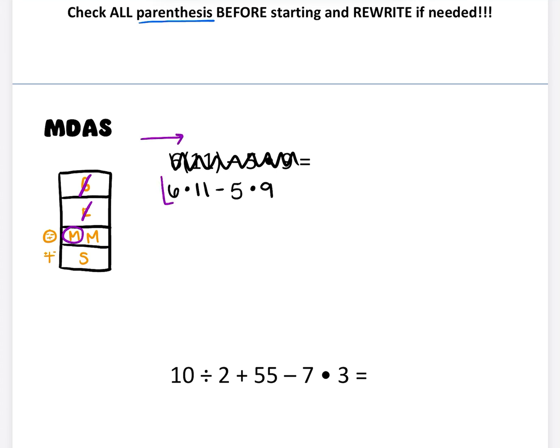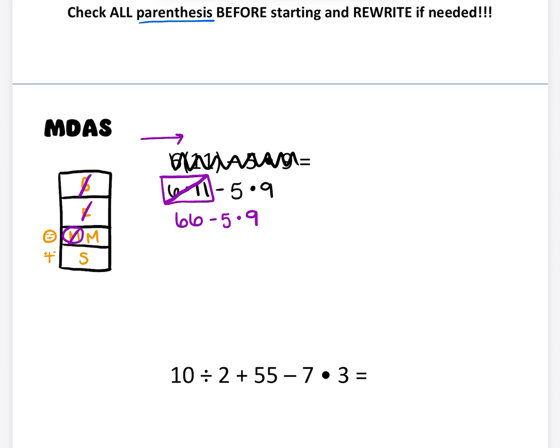And again, I read it like I read a sentence. So I'm going to start at the front. 6 times 11. There's no negatives, just regular old multiplication. So 66. Notice I put a box around what I'm solving. Now I'm going to mark out what I just solved and rewrite everything that is left outside goes here.